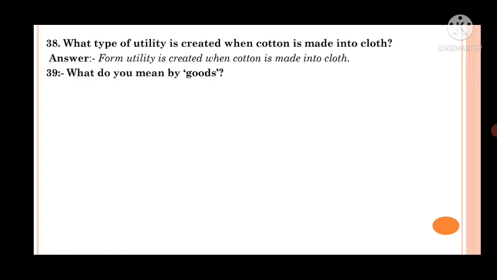Then question number 39, what do you mean by goods? Answer is, goods refer to anything which can satisfy human wants. So what is a good? Good means anything which can satisfy human wants. They may be material goods, they may be non-material goods, they may be free goods, they may be economic goods, they may be durable goods, they may be perishable goods. If anything satisfies your want, then that is known as a good in economics.